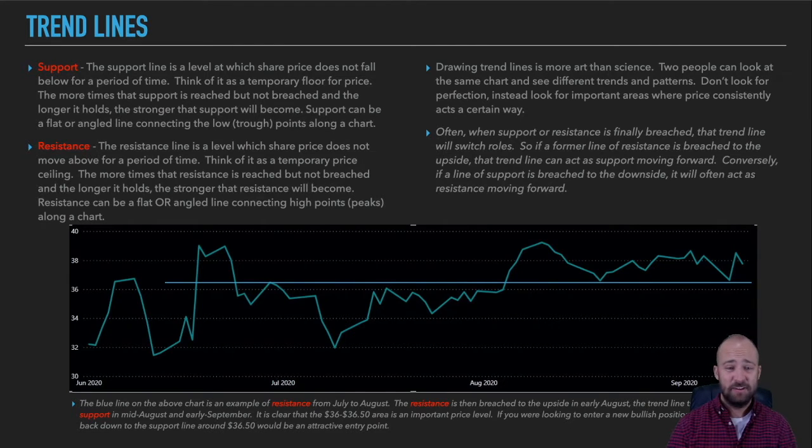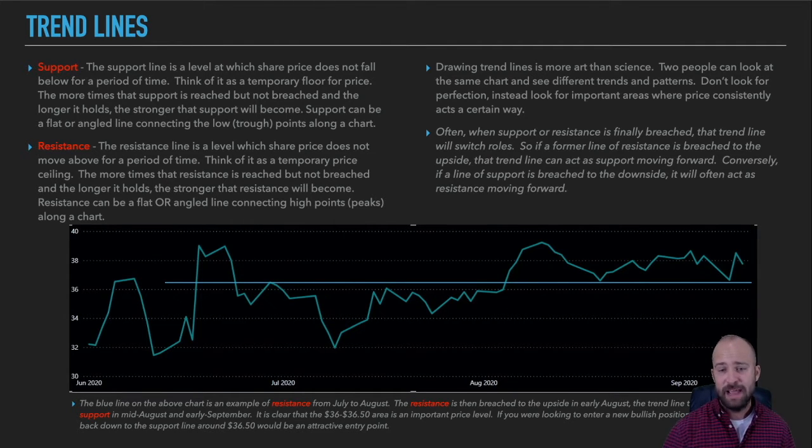So at first, this 3650-ish level is a line of resistance, a price point at which a lot of people are stepping in and selling their holdings whenever price gets up to that level. Said another way, this is a place where sellers are stepping in, which continues to make it difficult for price to break above that line. But finally, in early August here, price does manage to break through the line of resistance, at which point that line, that 3650-ish level, becomes a line of support.